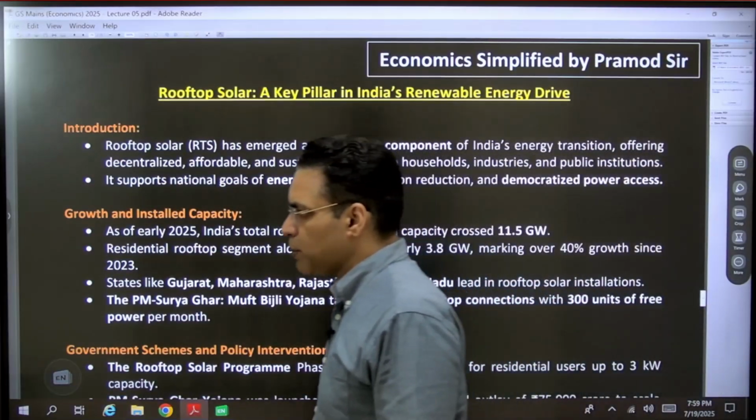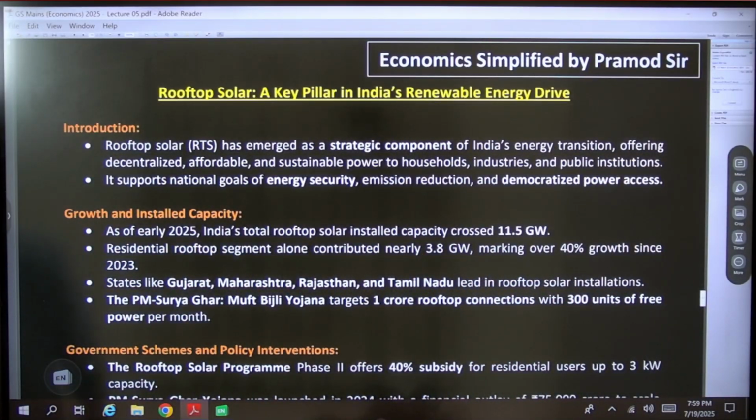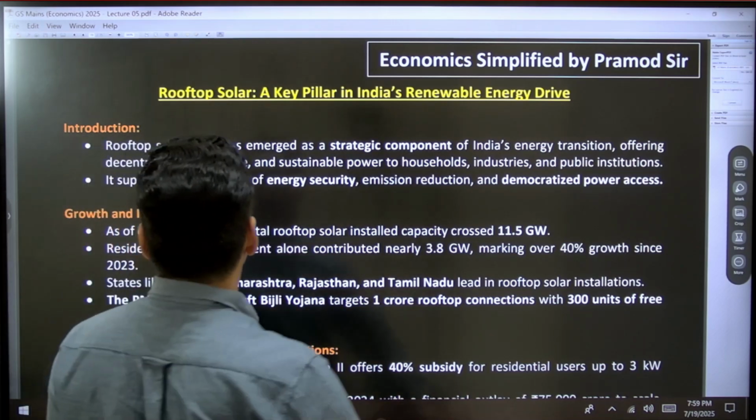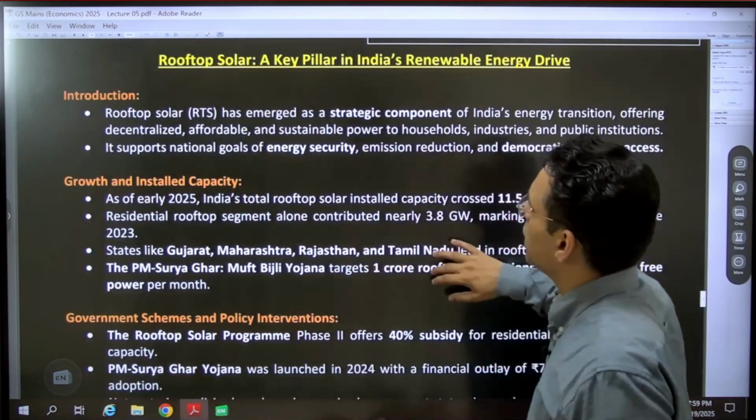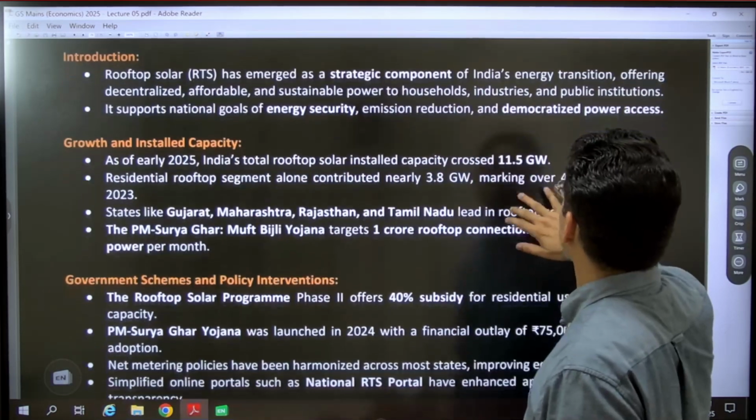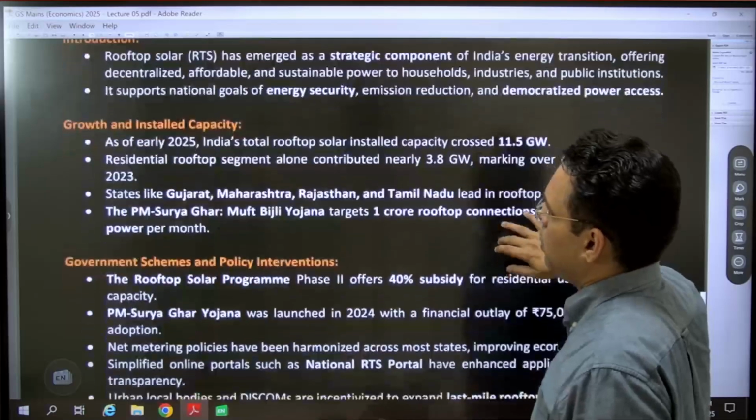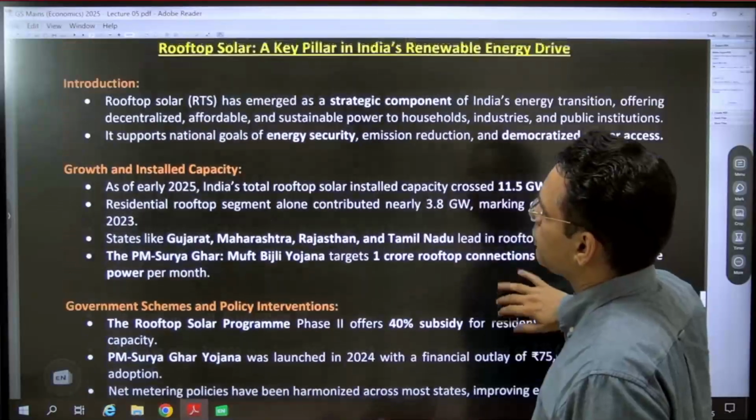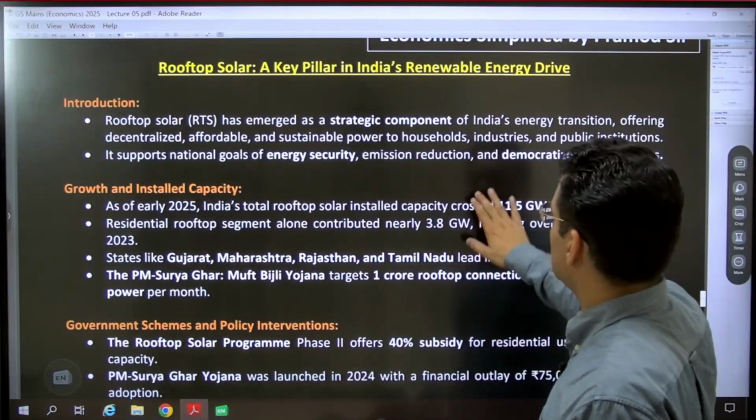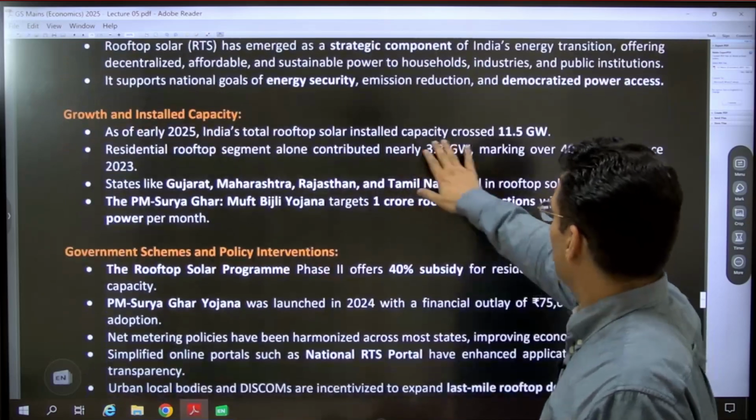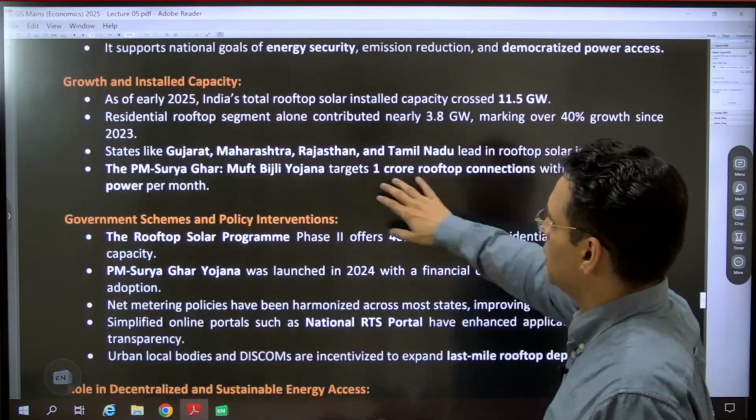ओके, फिर rooftop solar. Rooftop solar has emerged a strategic component for India's energy transition. और आप देखो rooftop solar में, इसमें data देख लेते हैं. तो rooftop solar 11.5 GW, states कहाँ कहाँ हैं.